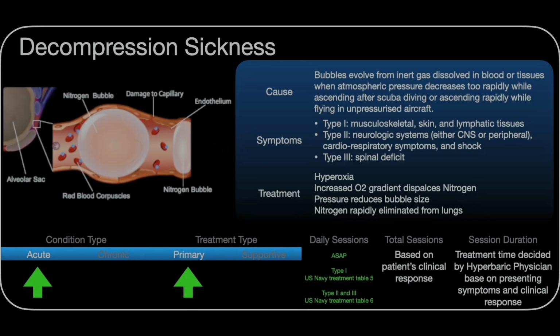The treatment with hyperbaric oxygen therapy depends on hyperoxia, as well as the decrease in the size of the bubbles in the patient's circulation. These bubbles are rapidly eliminated out of the body through the lungs.